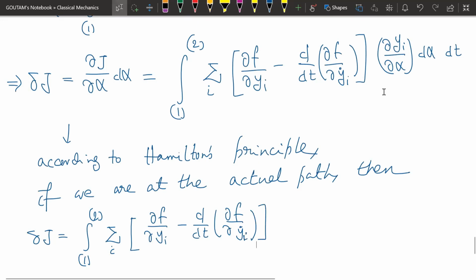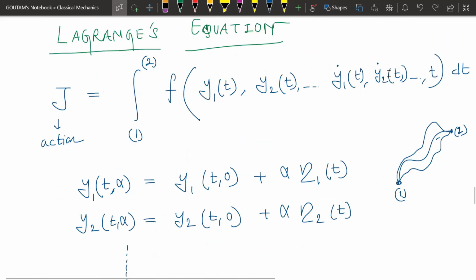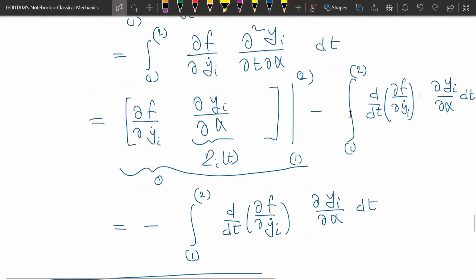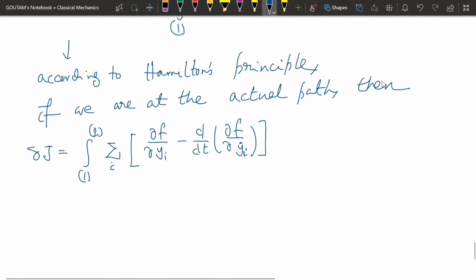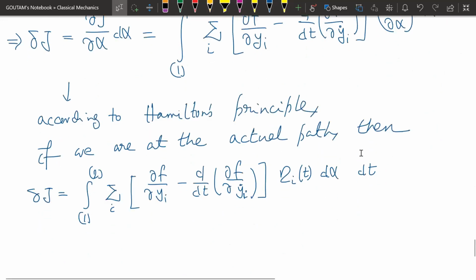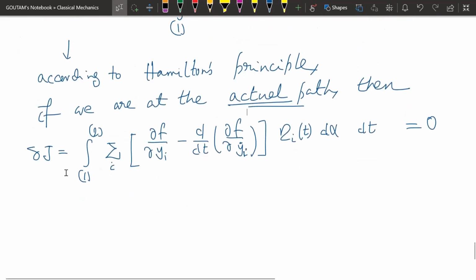What is this ∂yi/∂α? Let's look at this equation again. ∂yi/∂α will be eta i. This term will be eta i(t) dα dt. It will be 0 if we are at the actual path. Then the variation of this action will be 0, because the action will be stationary.